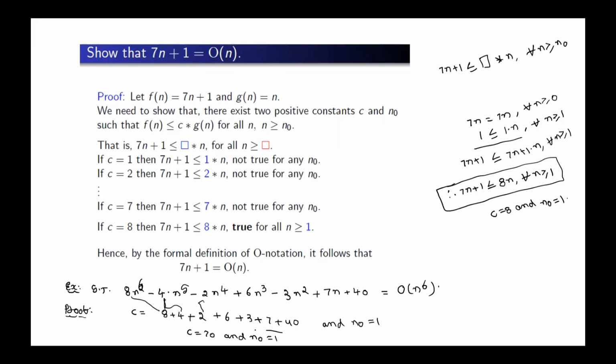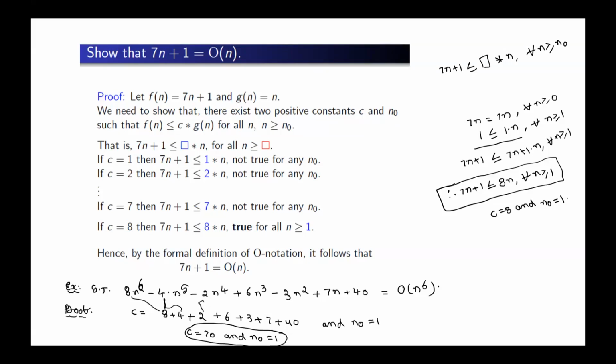Is that correct or not? Whether it satisfies the given inequality? Yes. It is the formal definition of big O notation, whether it satisfies or not. So is there any doubt in this type of examples? Like this, for any example we can easily find C and n naught.